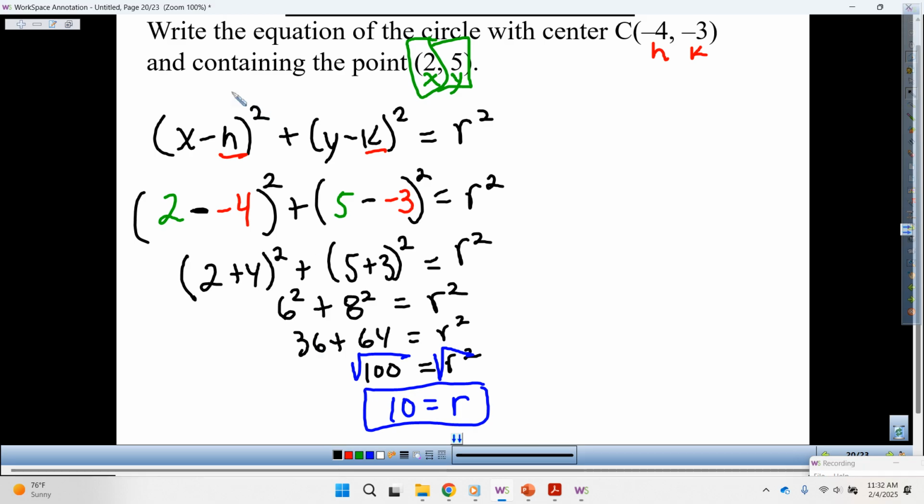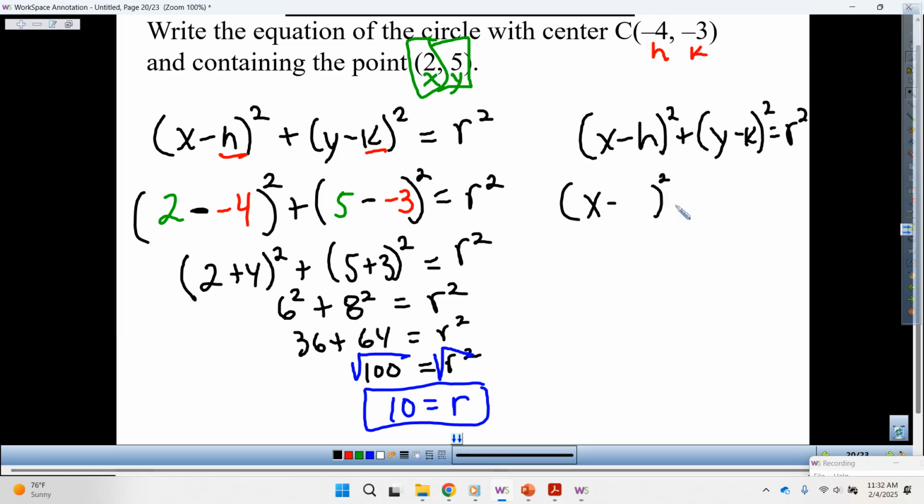It says, write the equation of the circle in standard form. What did we need for the circle? For the equation, we need the center, and we need a what? The radius. So over here on the side, again, we start with (x minus h) squared plus (y minus k) squared equals r squared. So, substitute values. We already know that h is negative 4, k is negative 3, and r is 10.